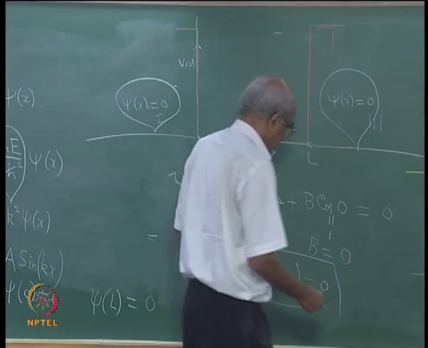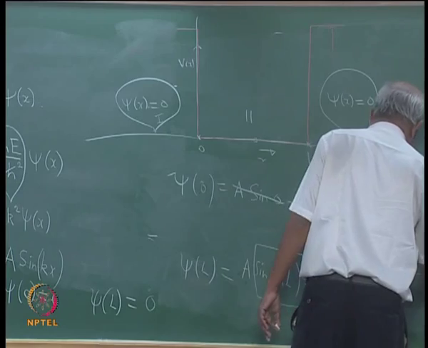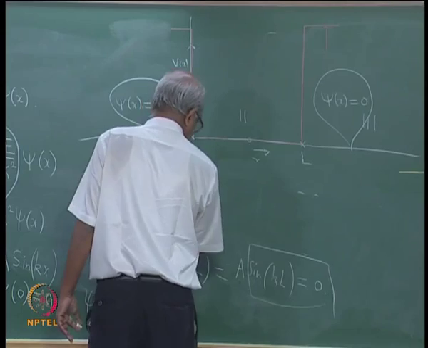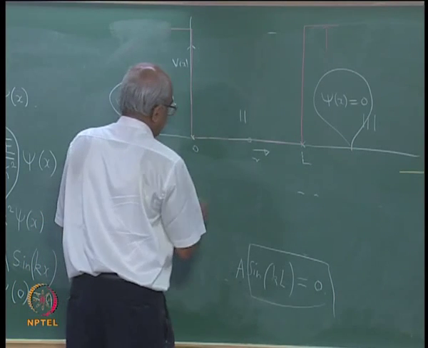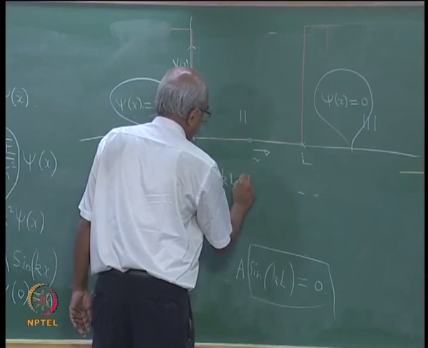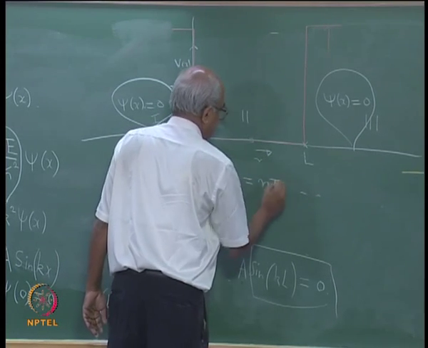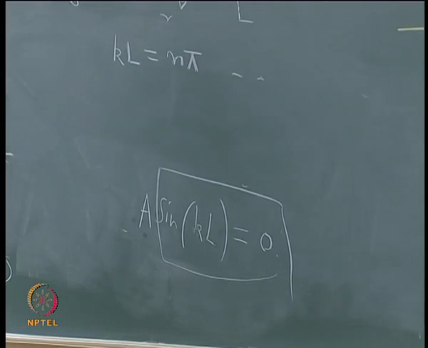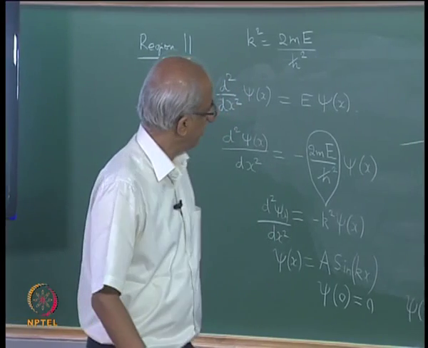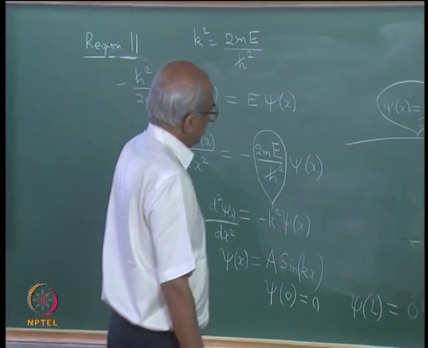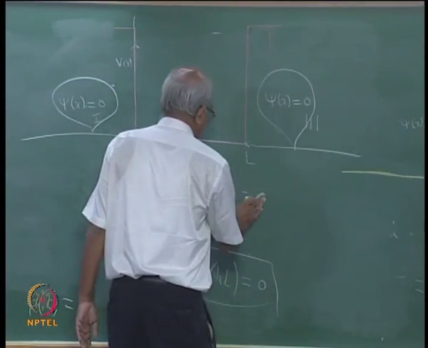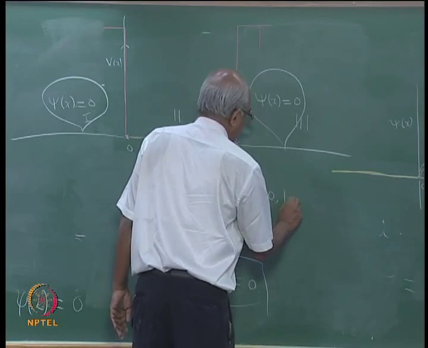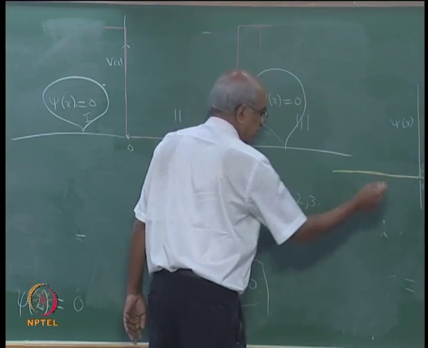Well, if k into L is equal to n pi. In order to satisfy this condition, you will have to say that k into L is equal to n pi. Only if this is the way it is, will you be able to get acceptable solutions. And this n is a number, it is an integer, it is constrained to be an integer. At the moment it appears that I can have n equal to 0, n equal to 1, n equal to 2, 3, 4, etc.